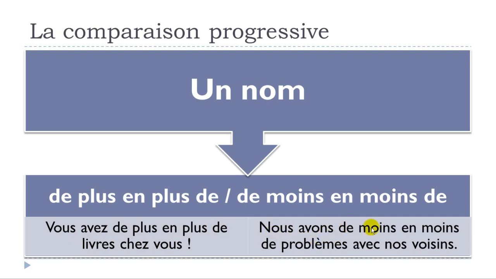Nous avons de moins en moins de problèmes avec nos voisins. Alright, so it's actually the same way, you just put this de plus en plus, but then you need to remember to put de, okay, and then de moins en moins, de. So you can see that it's quite simple in French to make this comparaison progressive.